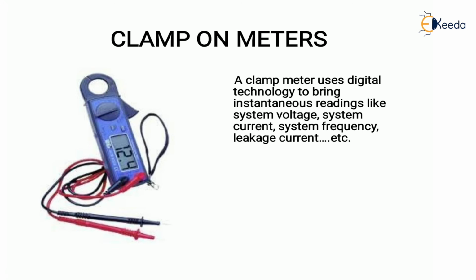Next instrument is the clamp on meter, same as the earth clamp. Here a clamp meter uses digital technology, and it is used for getting the quantity of system voltage, system current, system frequency, and leakage current, and it has to just be clamped across the conductor to get this reading.